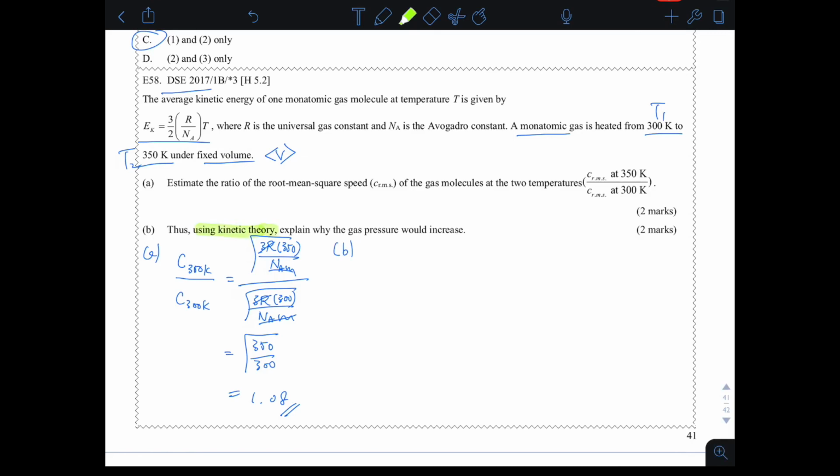And B, we further use the kinetic theory to explain why gas pressure will increase when we increase the temperature while keeping the volume the same. Then here we got 2 marks. Make sure you use the physics terms. As the temperature increased, the average speed of the molecules increases.